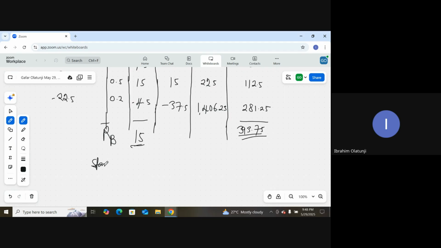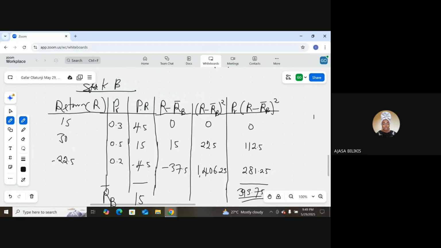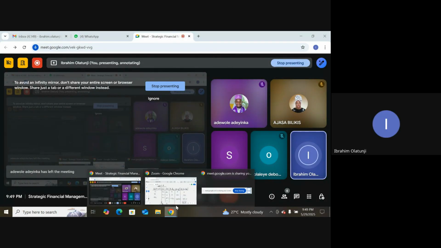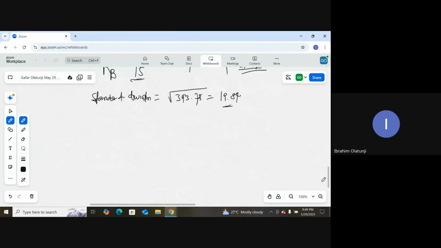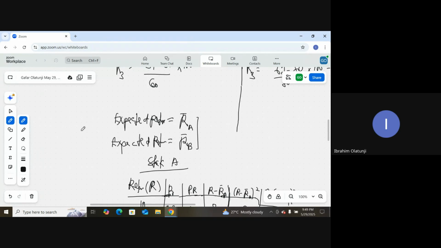Then the standard deviation will be equal to the square root of 393.75. So when you look at the square root of 393.75, I'm having 19.84. So this is the requirement A from the question, requirement A.